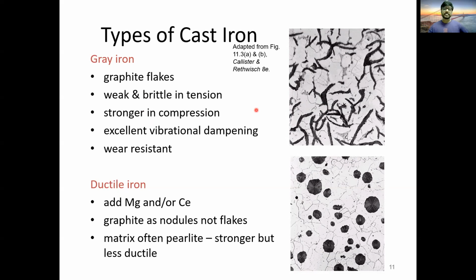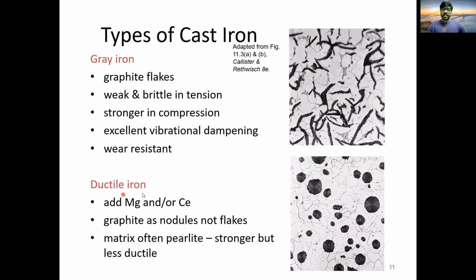Okay. Excellent vibration damping. That means it can damp out the vibration while it happens, and very good wear resistance properties as well. So these are the gray iron properties. This is also one kind of cast iron.